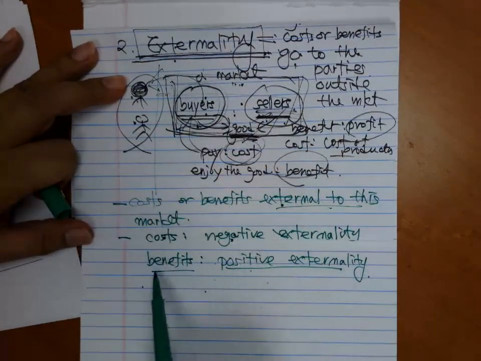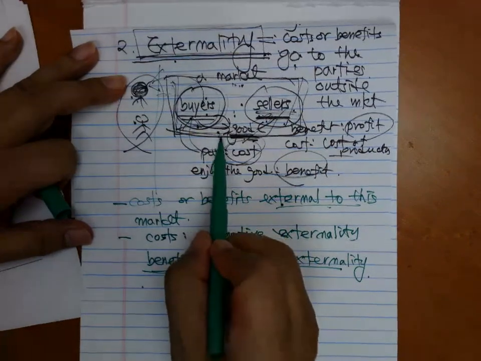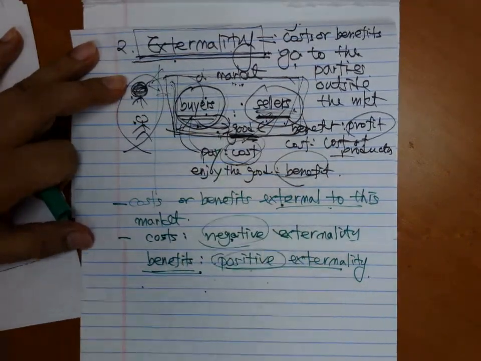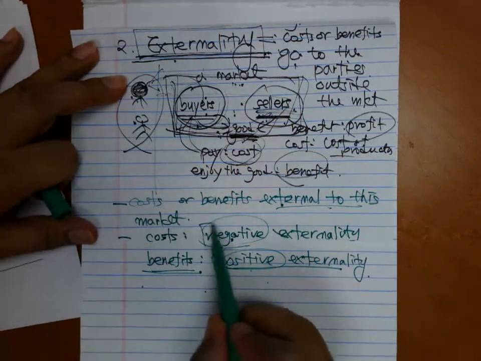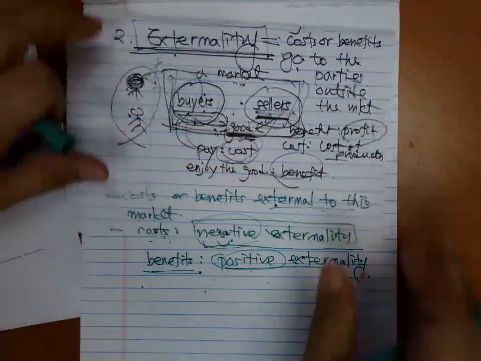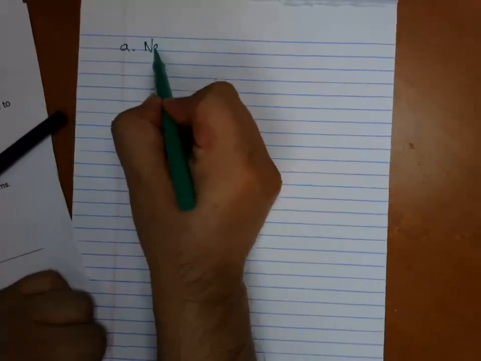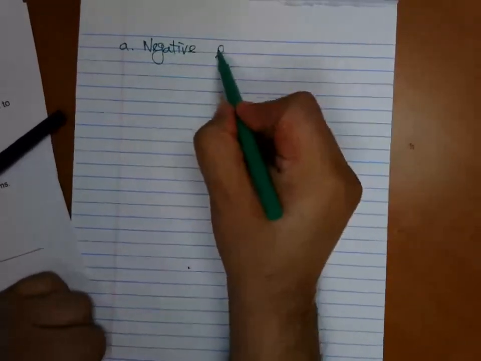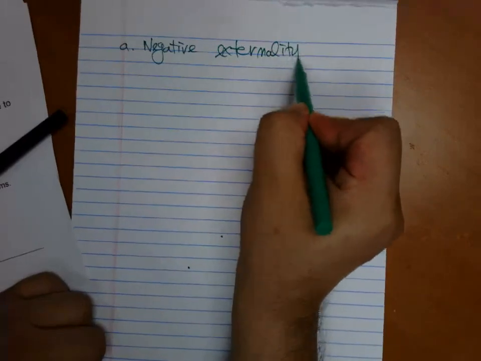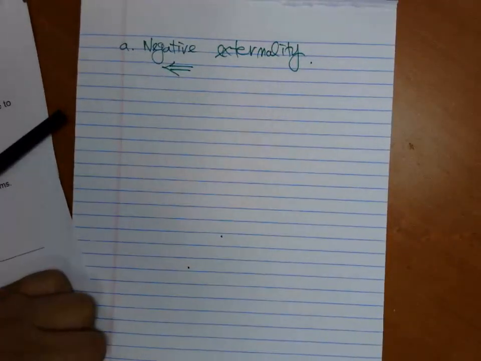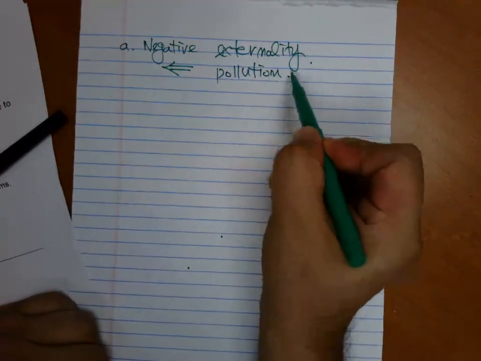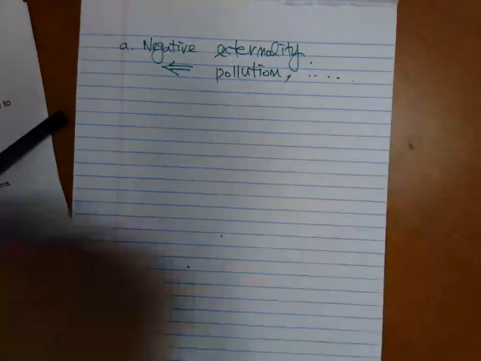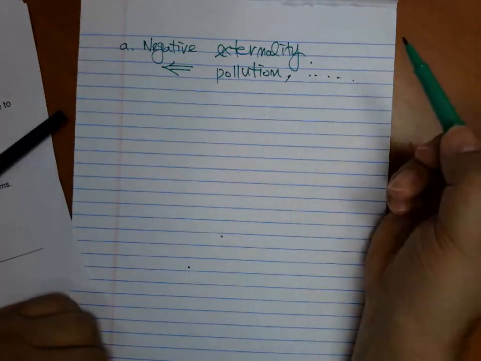Then let's talk about some examples of externalities. So first, let's talk about negative externalities. Usually, negative externality is caused by pollution, hazardous materials, and congestion or traffic jam. They cause negative externalities.